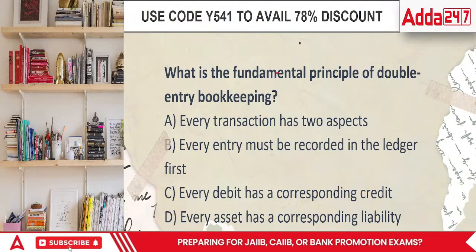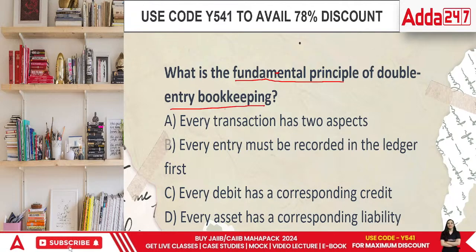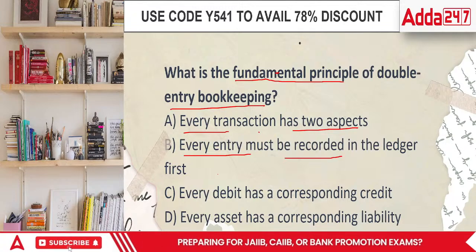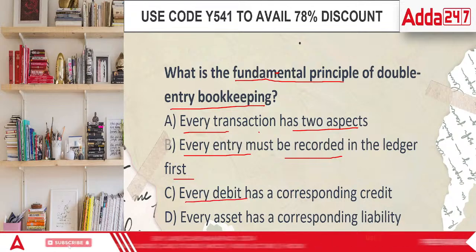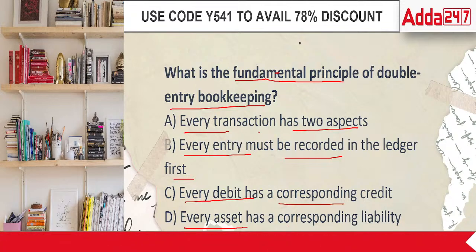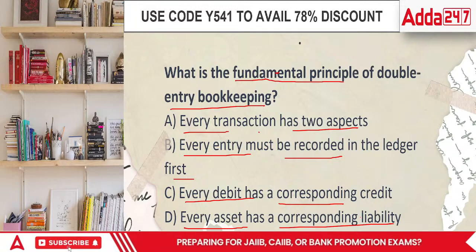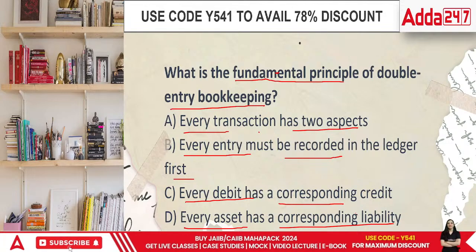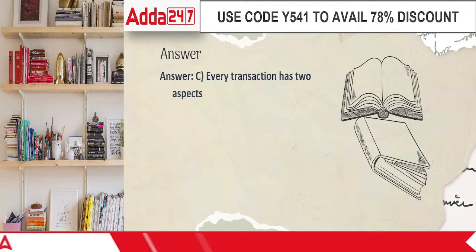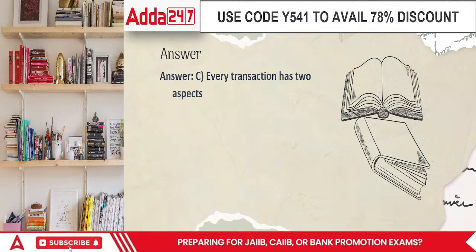What are the fundamental principles of double entry bookkeeping? Every transaction has two aspects. Then every entry must be recorded in the ledger first. Every debit has a corresponding credit, or every asset has a corresponding liability. The correct answer would be every transaction has two aspects. Matlab, this is actually a rephrasing of the question which we have just done.